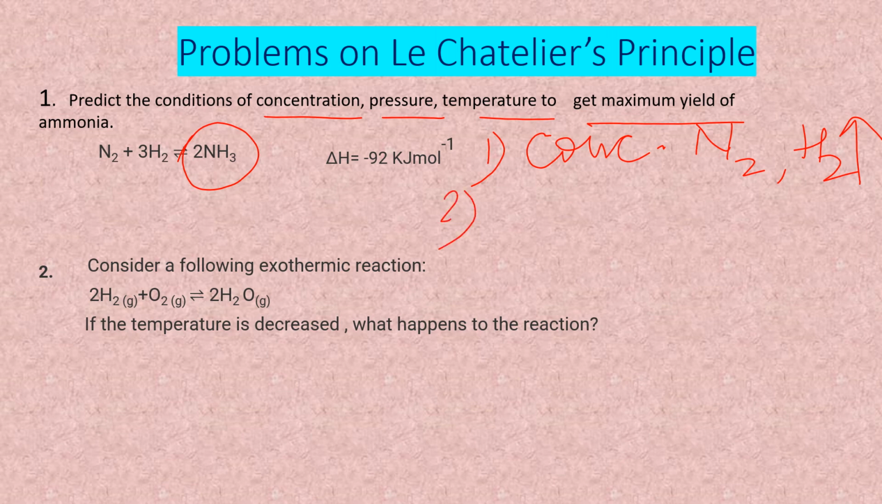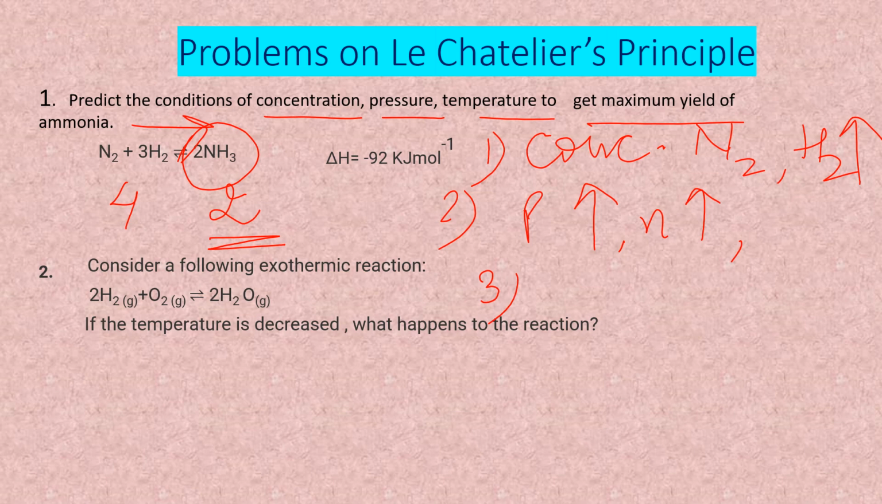Second, pressure. See, the number of moles on product side are 2, number of moles on reactant side are 4. We have to move the reaction towards lesser number of moles, that is, pressure should be increased. Pressure is increased, number of moles per unit volume increases, that is, the reaction will move towards the lesser number of moles, that is, more amount of ammonia will be formed.